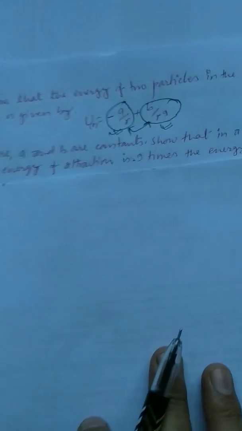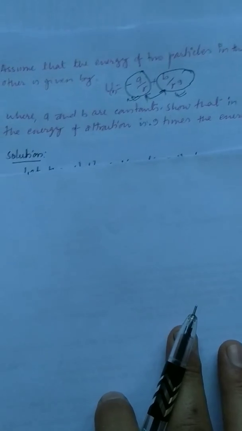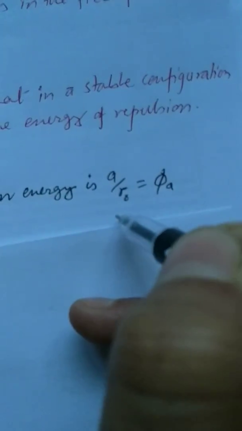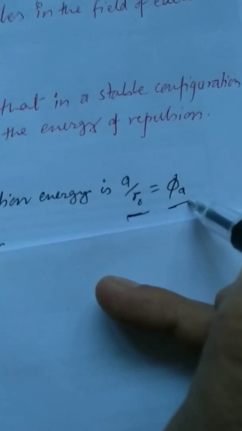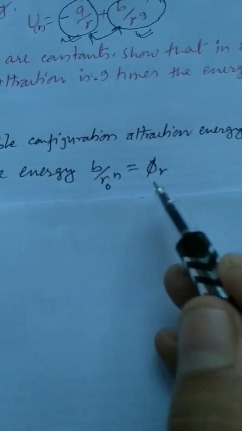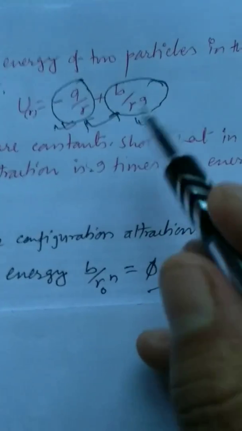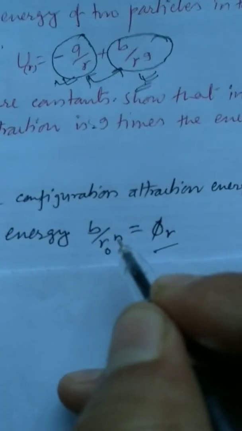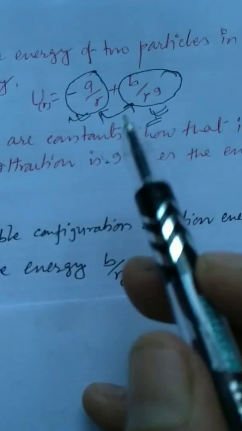arrangement, we have to assume the attractive energy of the system, that is, let the stable configuration attraction energy be A by R naught, this is attractive energy, and this is equal to phi A, and similarly the repulsive energy is equal to B by R to the power n, phi R. This phi R and phi A are from here, or we can just change these things. This is B by R to the power n, we can replace it by B by R to the power 9 because it is given here.